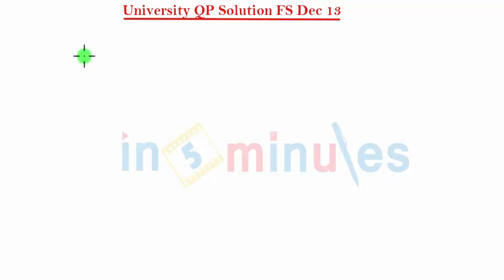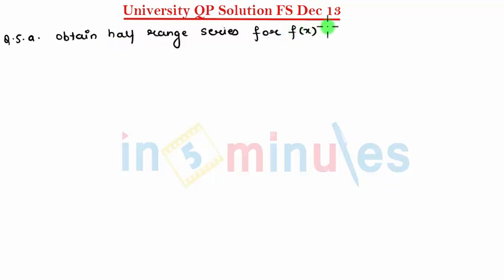Now we'll be starting with the question paper solution for Fourier series of the December 13 paper. So I write my first question, that is question number 5a. Obtain half range series for f of x is equal to x square in 0 to 3.